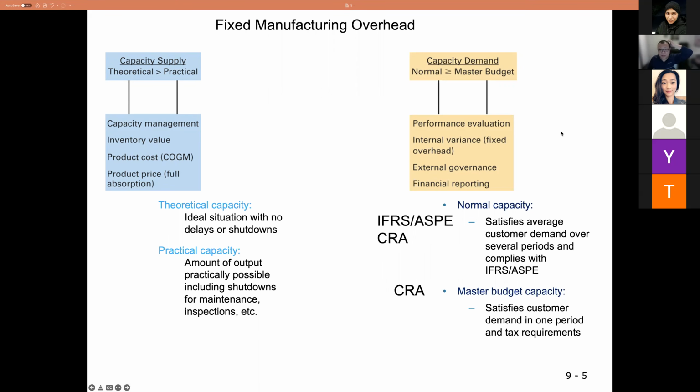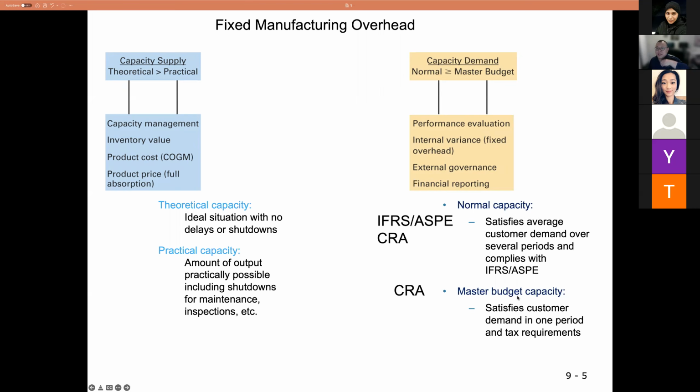In terms of the regulations, IFRS and ISB, these are the accounting standards. They ask the accountants to use normal capacity when calculating the overhead rate. So this will be compliant with IFRS and ISB. In terms of tax requirements, the CRA wants you to use the master budget capacity.